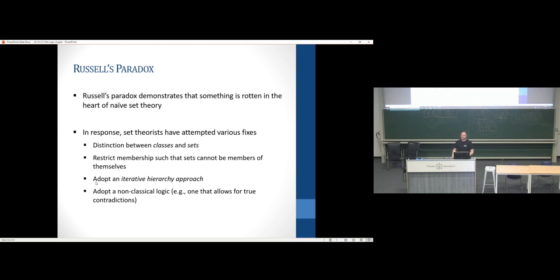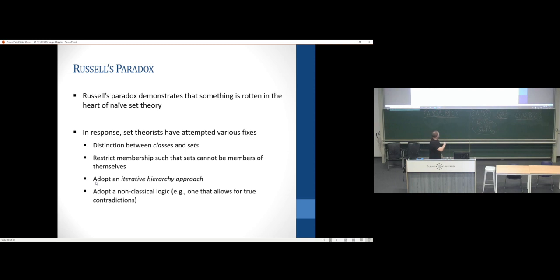So in response to Russell's paradox, set theorists have done a bunch of different things. One option is to distinguish between classes and sets. So we'll say that the axiom of comprehension applies to classes, but sets are somehow more restrictive. This doesn't really help though, because we can still get a Russell class. So that just moves the bubble in the carpet. Another option is you restrict membership such that sets can't be members of themselves, but this seems kind of overly restrictive. Again, if we think about, for example, N, the set of things that aren't buses, that looks like it should be a member of itself.